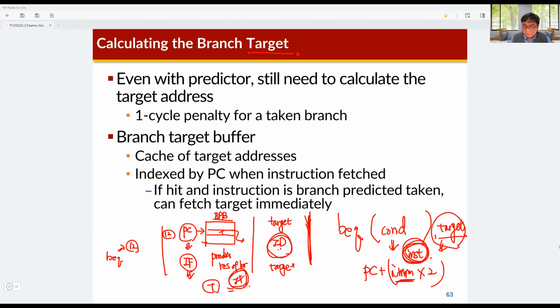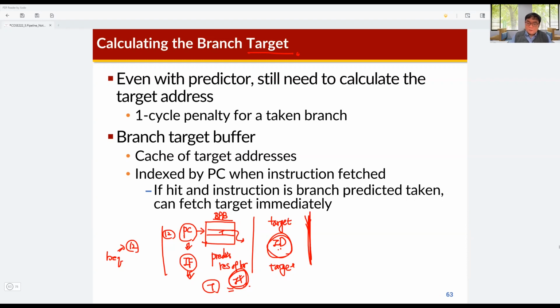Okay, so do you understand? In order to avoid this case, we can also predict the target of the branch instruction. I use the word predict, but it's not actually predicting. Why?